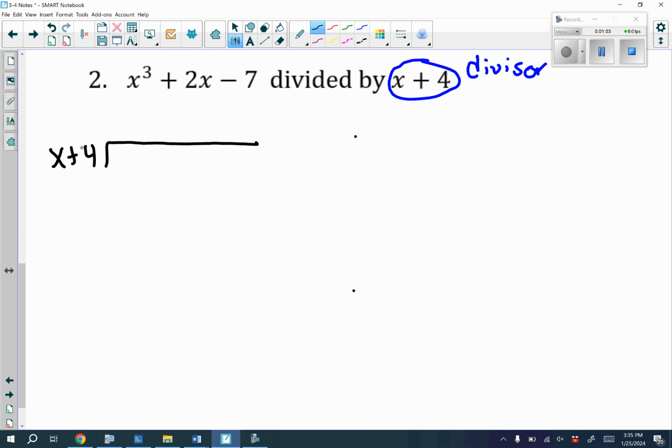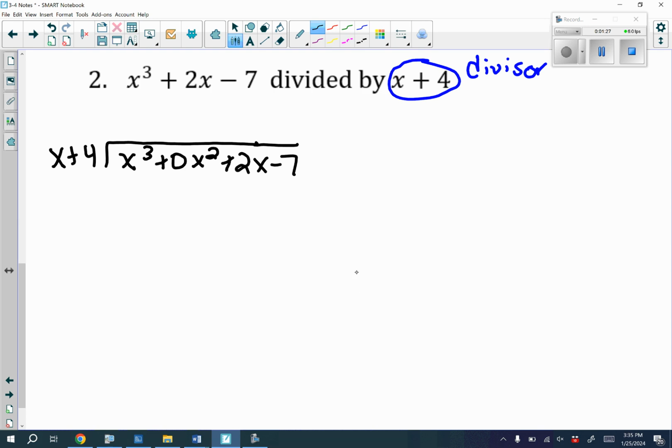So I got you started with the x plus 4, but now let's look at the x cubed plus 2x minus 7. So we start off with an x cubed. Now, our next term should be x squared. Notice we don't have an x squared term, so I need to use 0 as a placeholder. Then we need an x term. We do. It's plus 2x. And then lastly, we should have a constant. We do. It's minus 7.